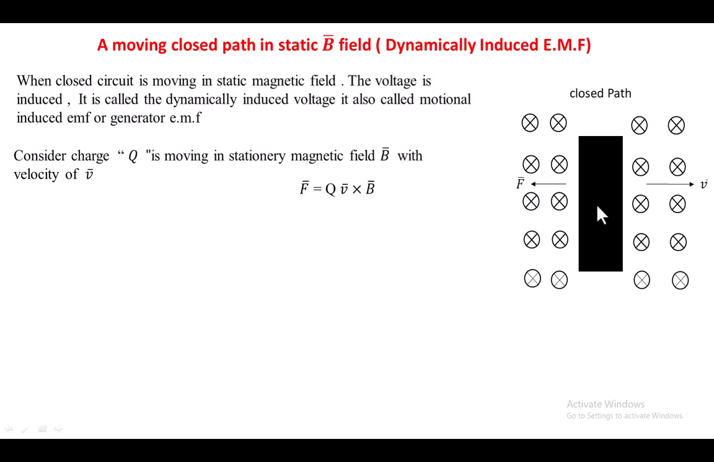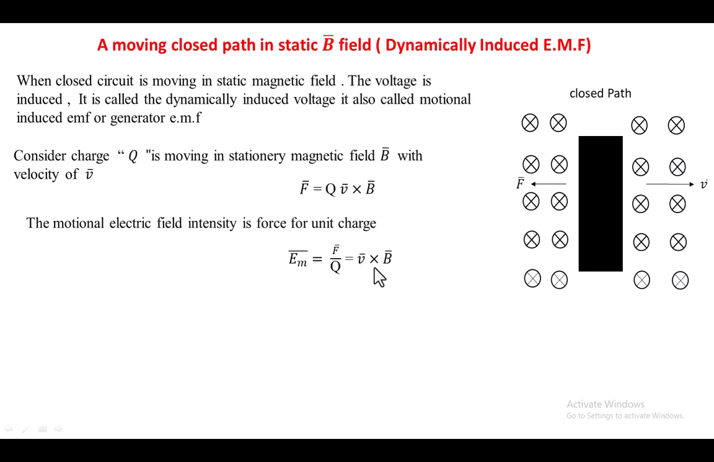Now, when the closed circuit is moving in a magnetic field, the conductor has charge inside it, and the charge is moving in a magnetic field. When a charge is moving in a magnetic field, a force exists on it. That force F bar equals Q into V bar cross B bar. Taking Q to the left hand side, we get F bar by Q equal to V bar cross B bar. This represents the electric field intensity because of the motional charge.